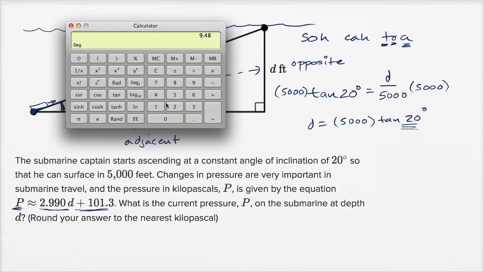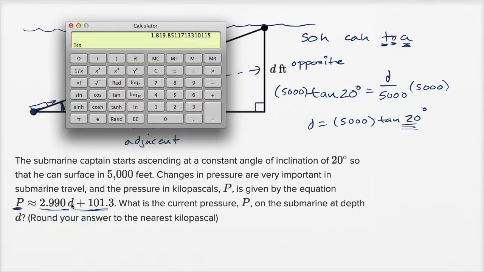So I could take 20 degrees and take the tangent of it. So that's this right over here. And then multiply it times 5,000. So times 5,000 is going to be equal to this. So that's my depth, 1,819.8511, it keeps going, feet. And now I can substitute into this formula.